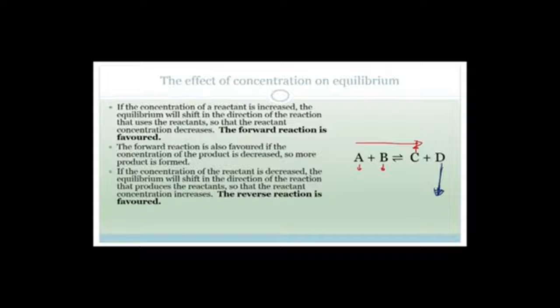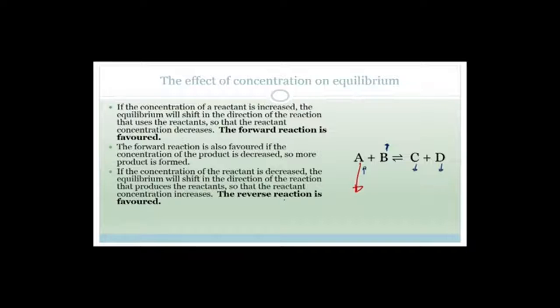Okay, if the concentration of the reactant is decreased, let's say I pull some of this out, what's going to happen? I now need to fix this, so I need to favor the reverse reaction. This is going to decrease, this is going to decrease, but by using up C and D to make A and B, I end up with more B, and obviously I'm trying to fix this huge decrease here. So the reverse reaction is favored.